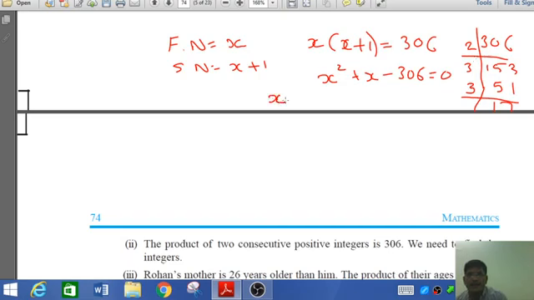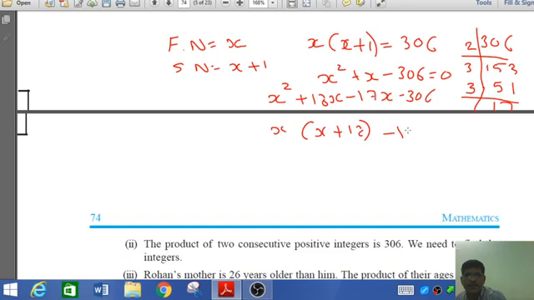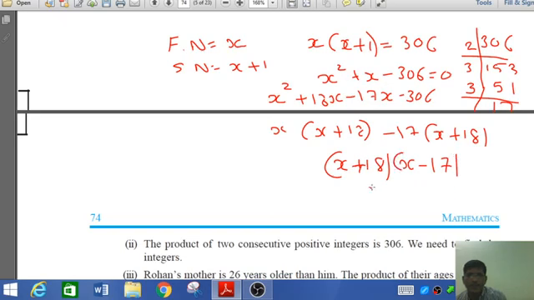So x square plus 18x minus 17x minus 306. So x we have to make common, x plus 18, minus 17 common, x plus 18. So x plus 18 and x minus 17. So x is equal to 17. So two numbers are 17 and 18.